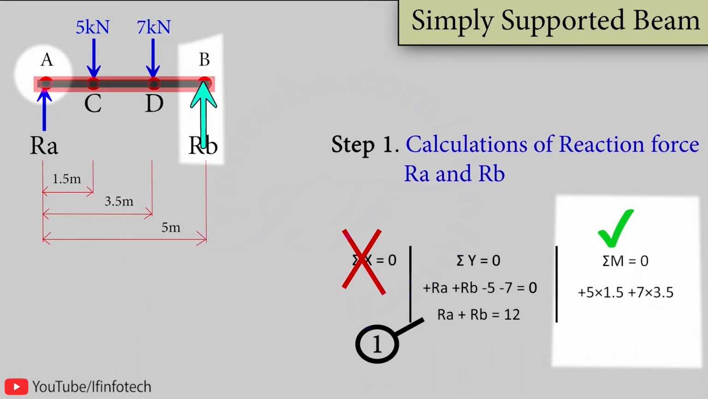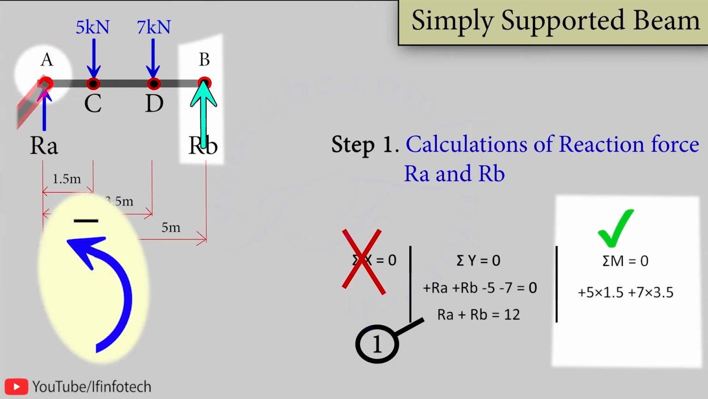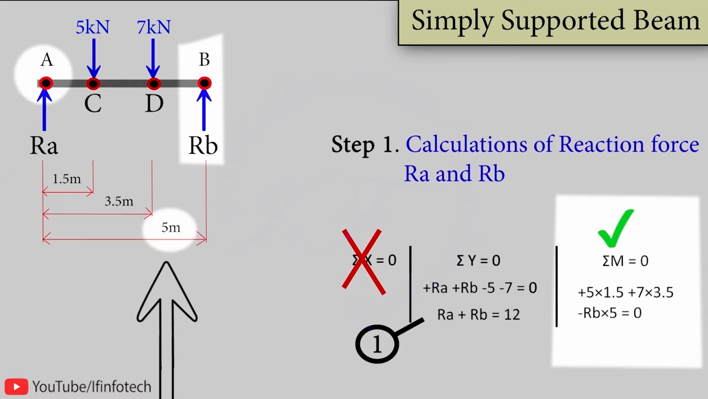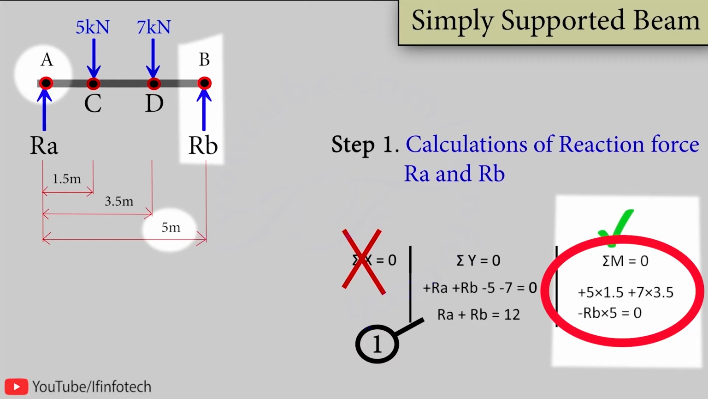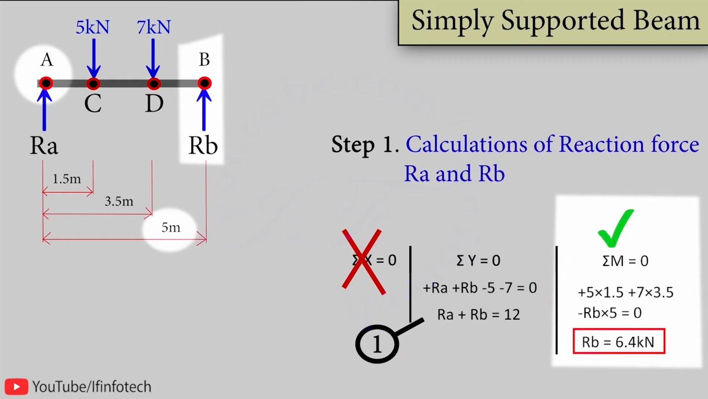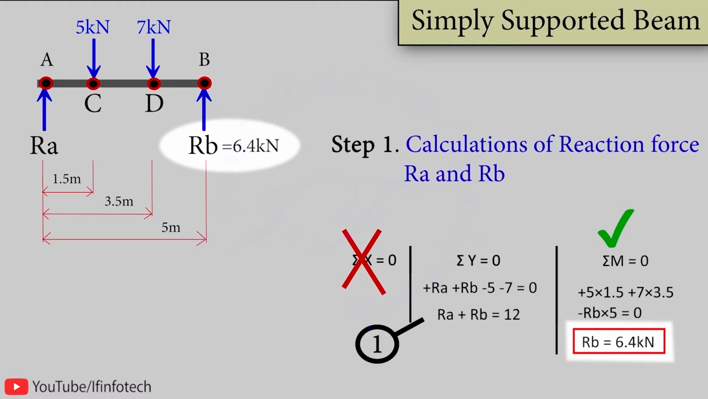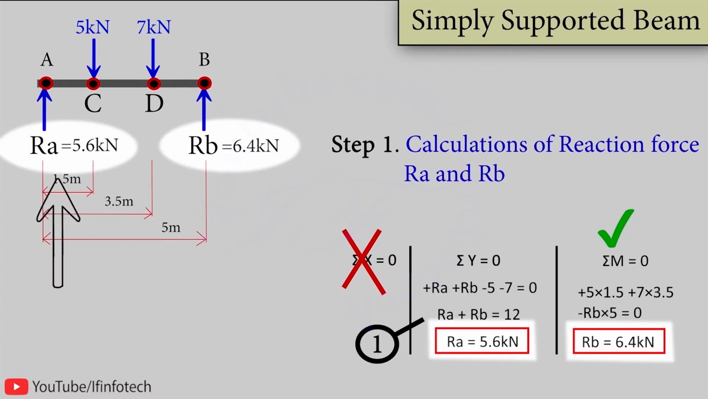Now reaction force RB will be pushing this beam upward. So the beam rotates anti-clockwise from the fixed point, and for anti-clockwise rotation, I take it as negative and multiply this force by the distance, which is 5 meter from the fixed point. So these are the moments which we have. Therefore by calculating this, I will get the answer of RB as 6.4 kN. Now I put this value of RB in equation number 1. I will get the value of RA as 5.6 kN. So this is the first step where I calculated values of support reaction, that is RA as 5.6 kN and RB as 6.4 kN. So here we complete step number 1, that is calculation of support reaction.